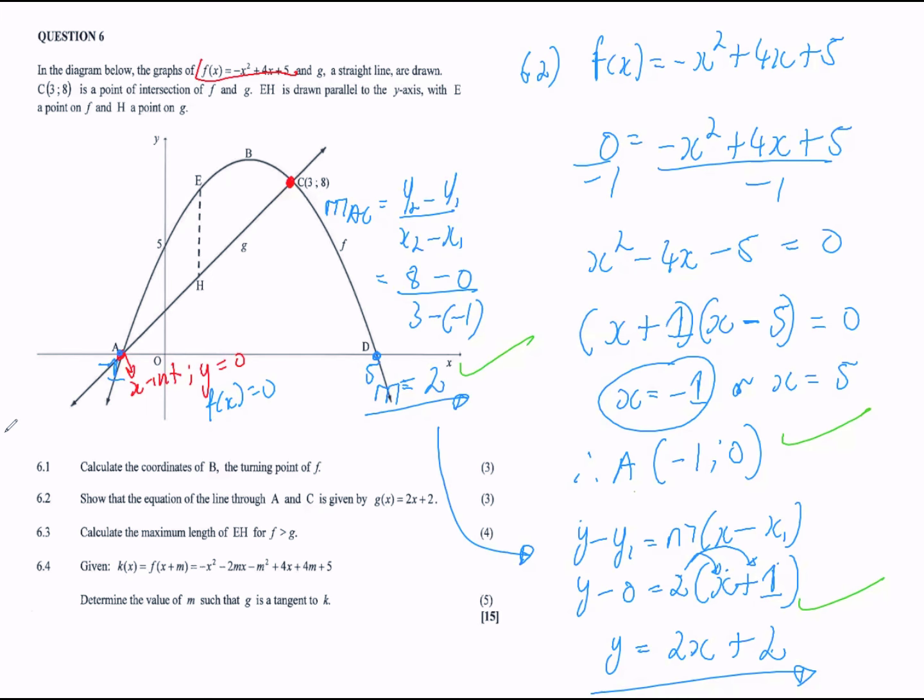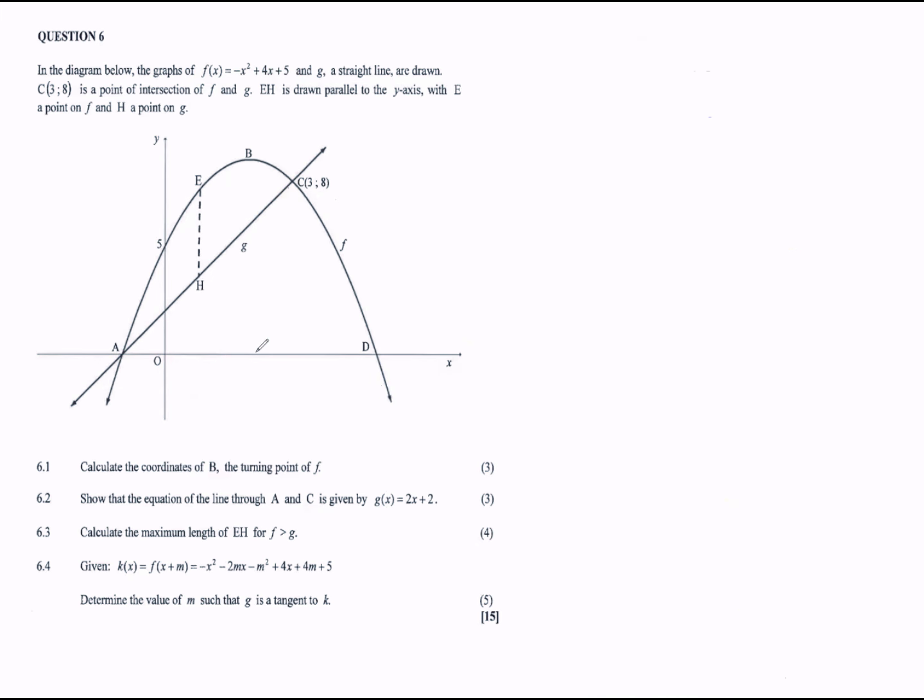Okay, then we have 6.3. It says calculate the maximum length of EH for f above g, right? So this means where f is above g. As we can see here, this is the graph of f. Let's highlight it in red. So that's where point E is.